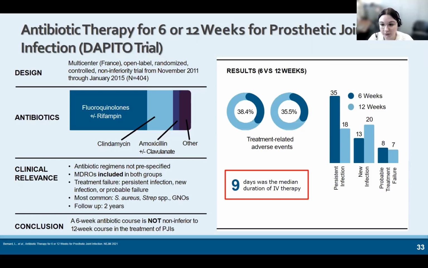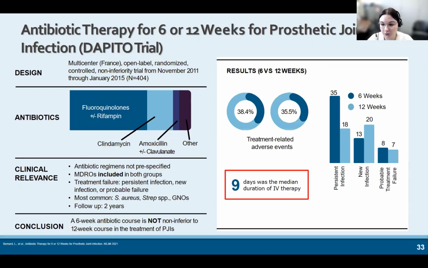And on the right-hand side, the results showed that there was no difference in outcomes between the treatment groups for treatment failure due to a new infection or probable treatment failure. Persistent infection occurred in about 18% of participants, or N of 35, in the 6-week group, and about 9% in the 12-week group. And this result, non-inferiority, was not shown for this outcome. Adverse events in the two groups were very similar.